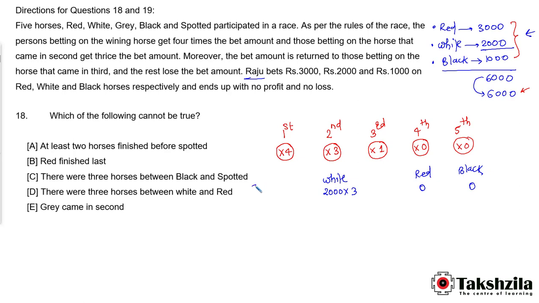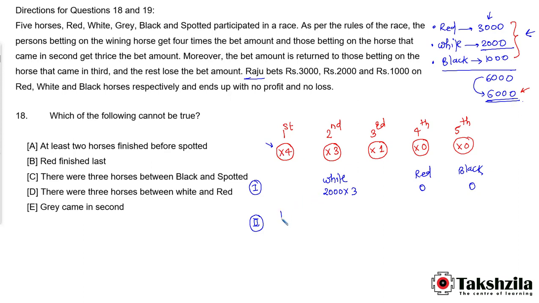So this is the first possibility. White comes second position, red is fourth, black is fifth, or vice versa: black is fourth, red is fifth. This is the first possibility. Now the second possibility. Basically over here we cannot multiply 3000 by 4. Understand one thing, we cannot multiply 3000 by 4. It becomes 12,000. We cannot multiply 2000 by 4, then it becomes 8000. We want to get 6000 rupees. So multiplying by 4 is possible only with 1000.